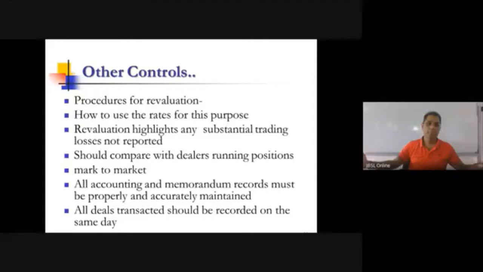The last point here: all deal transactions should be recorded the same day. That's very important. Not only on the same day, it should be recorded within a certain amount of time. So if you deal with a client and he agrees on a rate, within 15-20 minutes the deal has to go into the system, because if not, you're running market risk. The client has already confirmed the transaction.